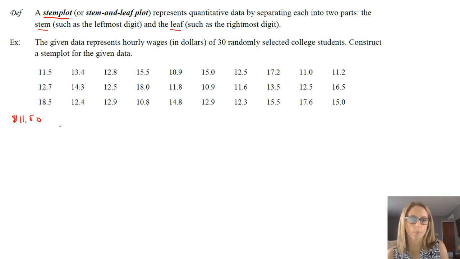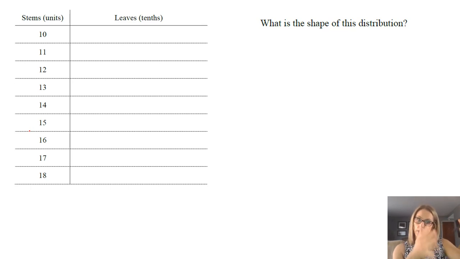So that's like $11.50 for an hour. $13.40 for an hour, and so on. So when we create this stem plot, we're already given the tens unit. That's your dollars in this case. That's the dollars part. And then our leaf is basically the cents, and our cents are all in multiples of 10. So we don't have something like 53 cents.